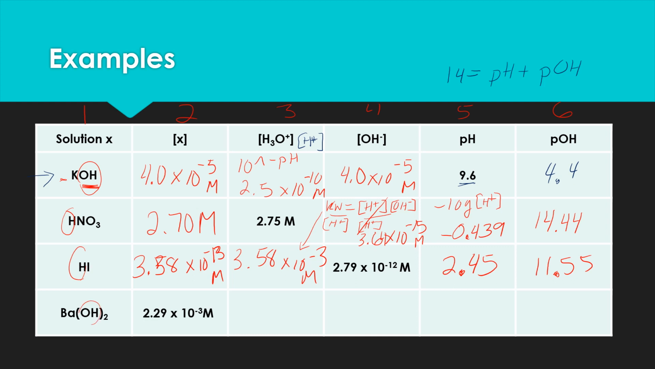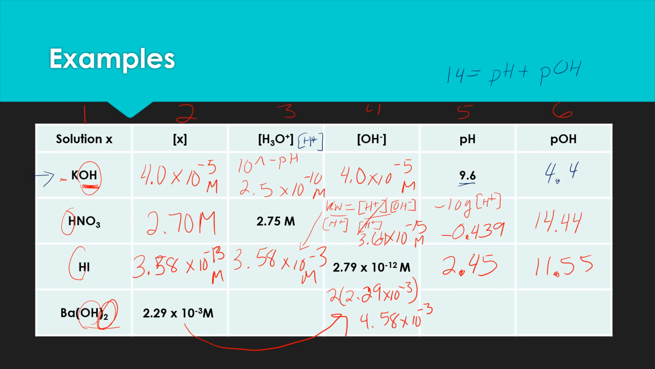All right, last one, we've got a base. So we've got hydroxides, but this one has 2 of them. So if this is the concentration of our whole solution, the barium hydroxide, the hydroxide ion is going to be twice that amount. So 2 times 2.29 times 10 to the negative 3 gives us 4.58 times 10 to the negative 3.